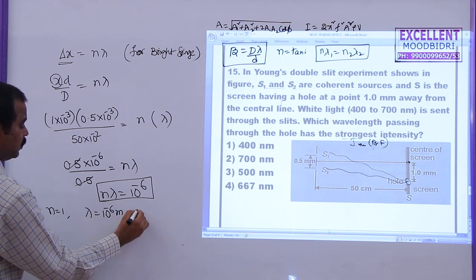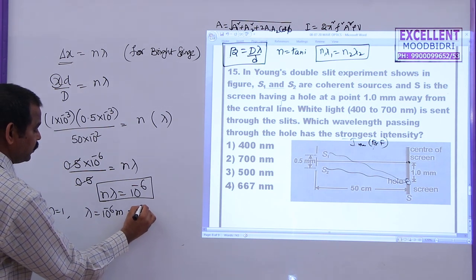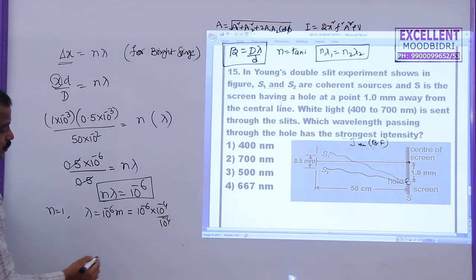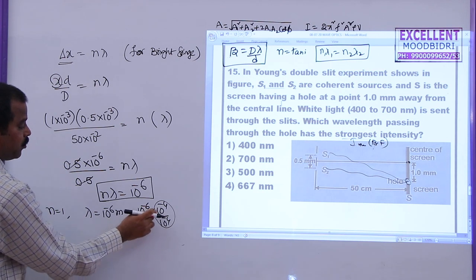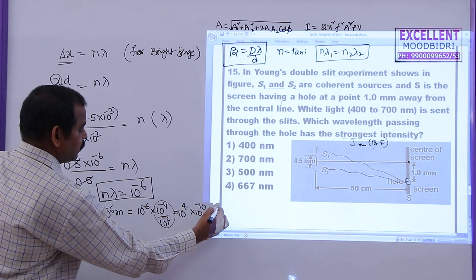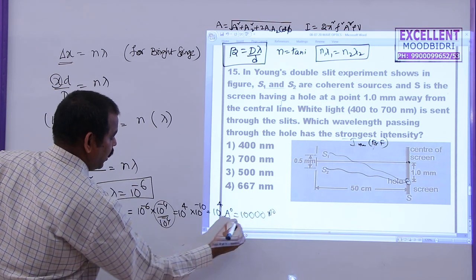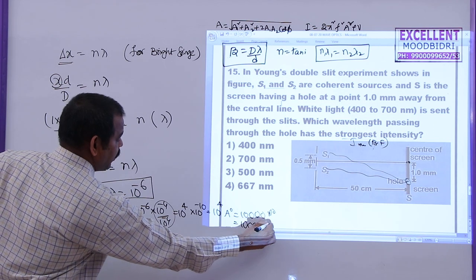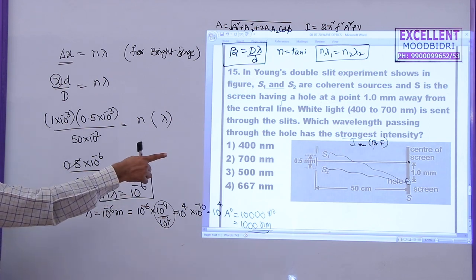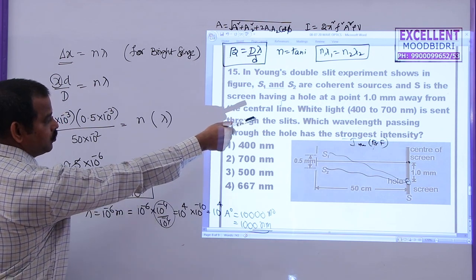10 power minus 6 meters can also be written as 10 power minus 6 into 10 power minus 4 by 10 power minus 4. So this will become 10 power 4 into 10 power minus 10, or 10 power 4 angstroms. So this is 10,000 angstroms, or you can write it as 1000 nanometers because these are given in nanometers. Now, n is equal to 1. That means the first bright fringe will be formed with 1000 nanometer, but the light which is used here is 400 to 700 nanometer only.